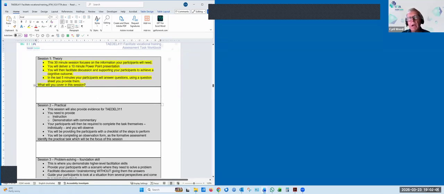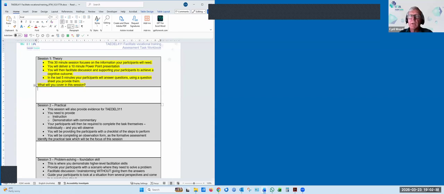It talks about a 10-minute PowerPoint presentation, because the first session is about knowledge delivery. Facilitate discussion, supporting your participants to achieve a cognitive outcome. What I mean is, you'll have a 10-minute discussion on a topic. You might then have a question back and forth. While you're doing the presentation, you could even ask questions before you present a particular slide. You can ask the people in the room a question before you show them the answer or show them the information.